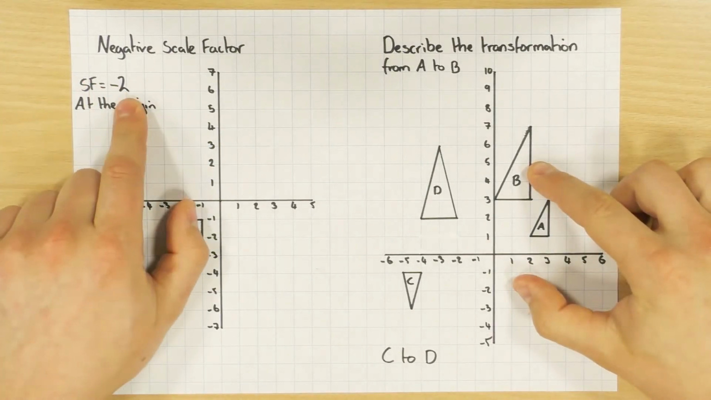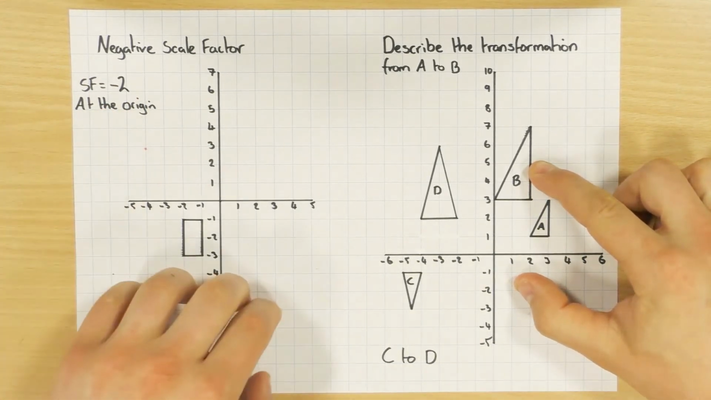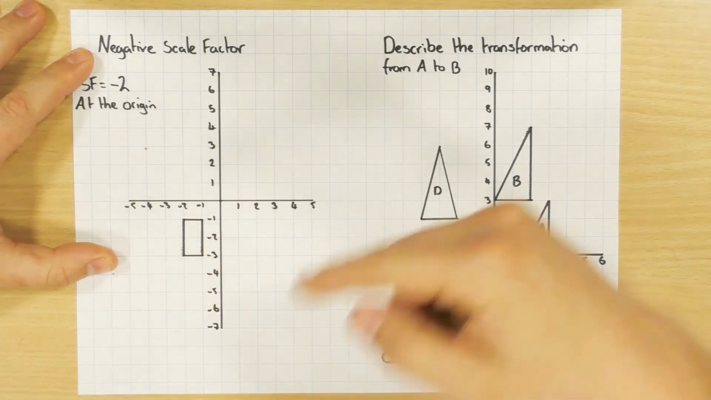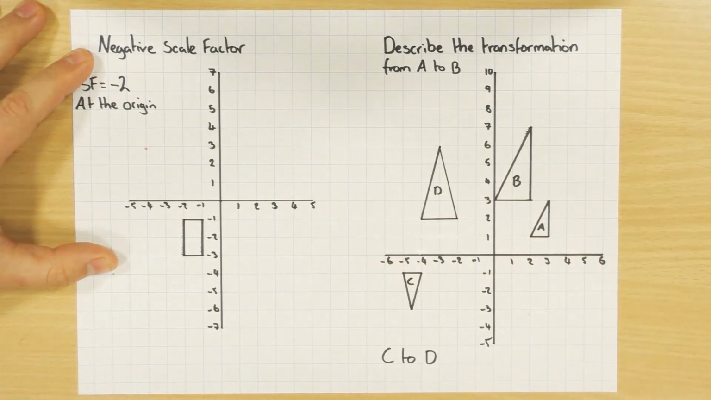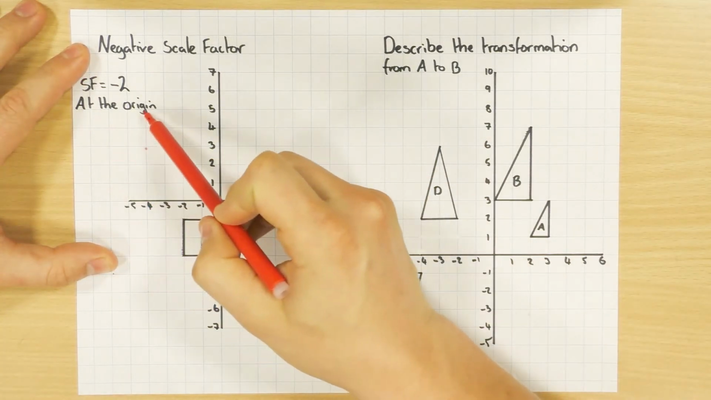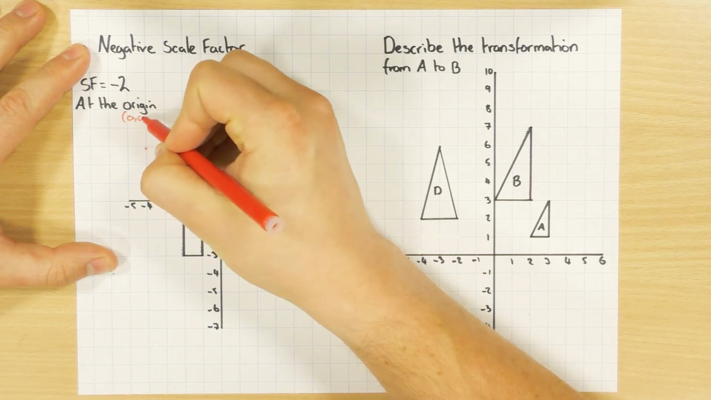So what does it do when it's negative? I'm just going to make sure that's still all right. Yep, that's still all right. So when it's negative, it means it's on the other side of the centre of enlargement. So this time here it says at the origin. Don't be put off by this term, the origin. It's just the coordinate 0, 0.